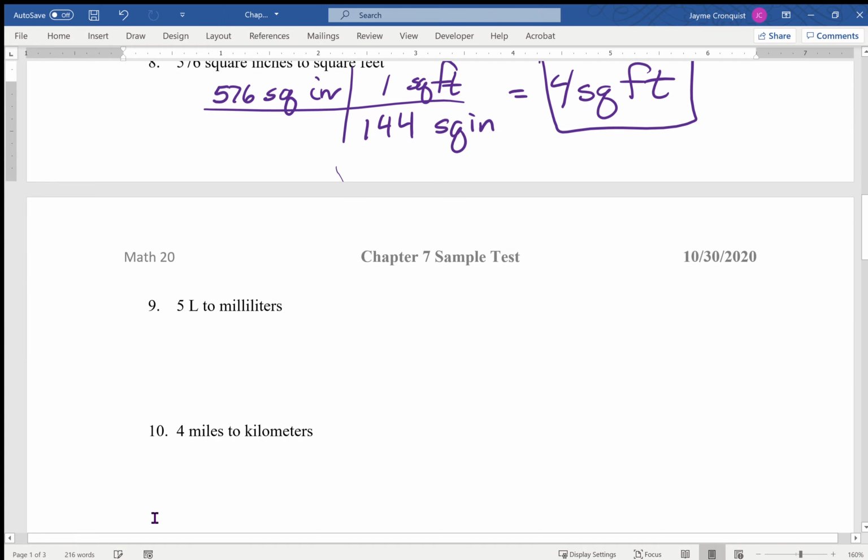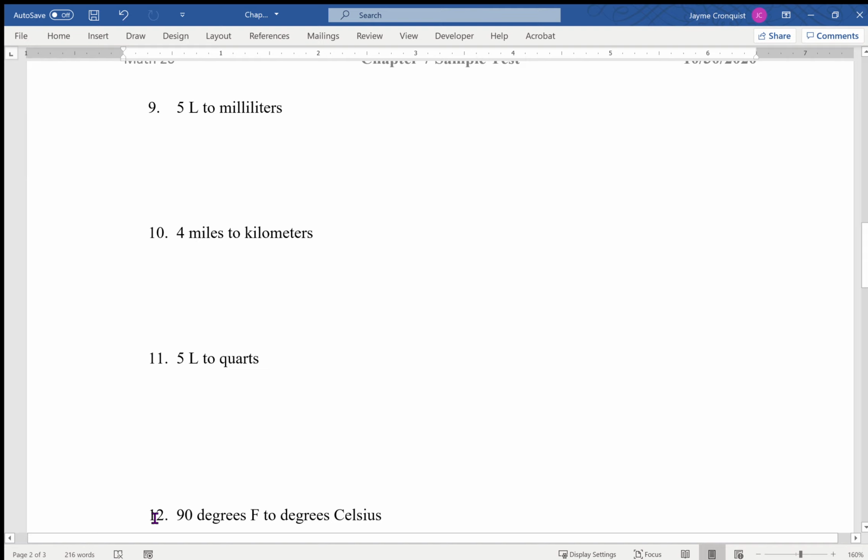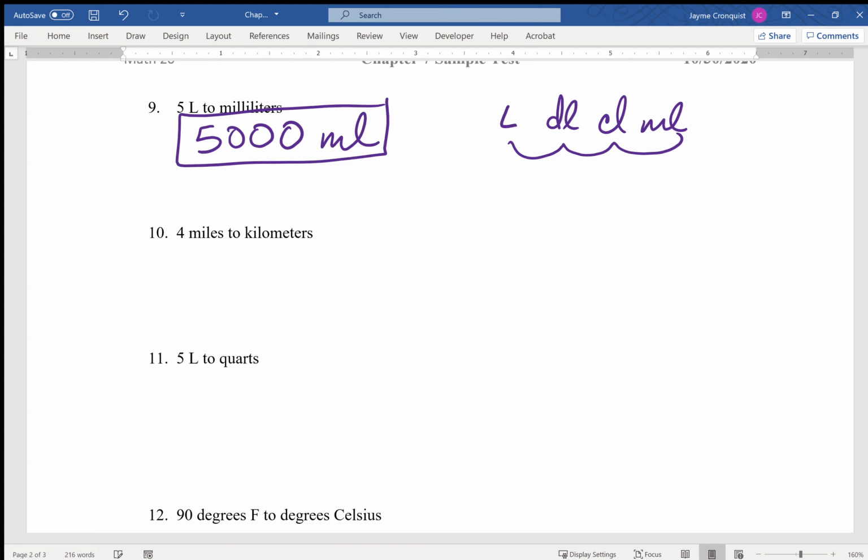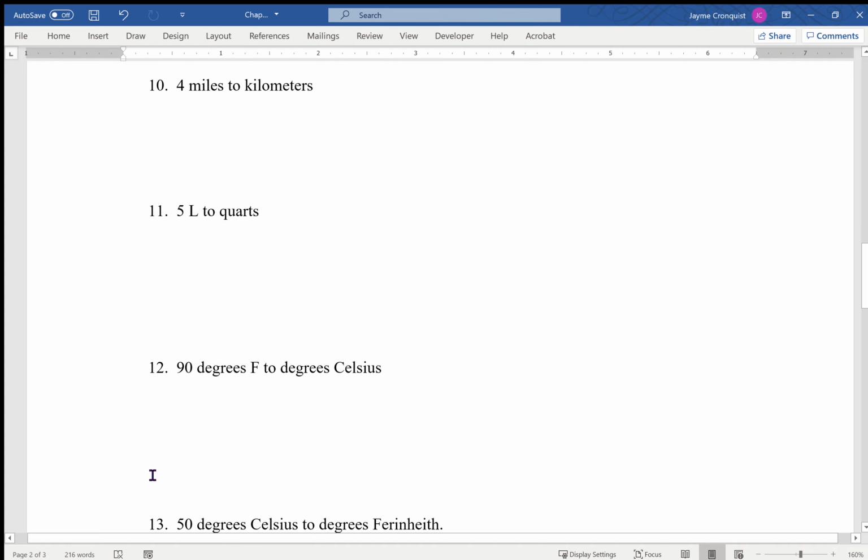Okay. Now we're going to look at number 9. 5 liters to milliliters. Okay, so we have liters, deciliters, centiliters, and milliliters. So we're going 1, 2, 3. So we have 1, 2, 3. 5,000 milliliters. So 5 liters is 5,000 milliliters.